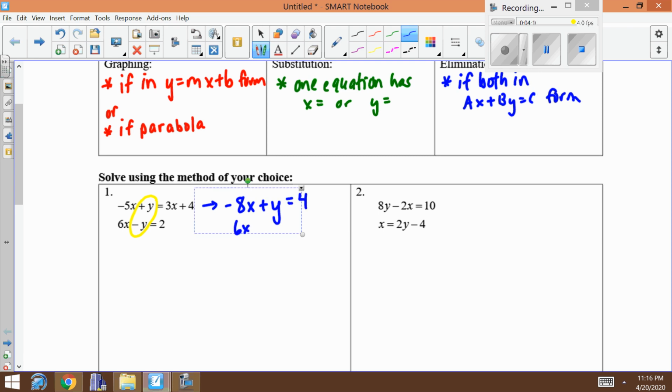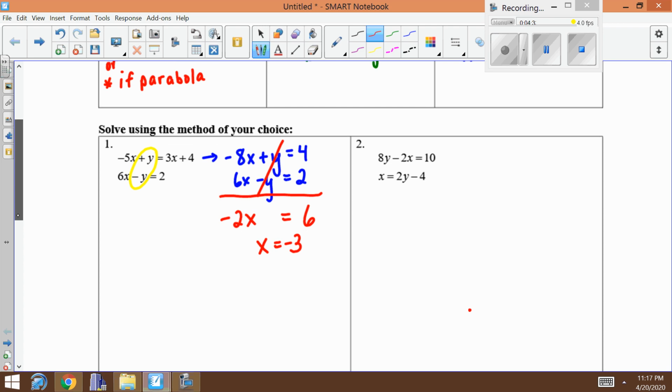This one already was in standard form. And notice this is actually a really, really easy elimination one, because I don't even have to multiply by anything. My y's are already eliminated here. So that gives me a negative 2x over here is equal to 6. And already we have the x coordinate is negative 3 here. So that was pretty quick.